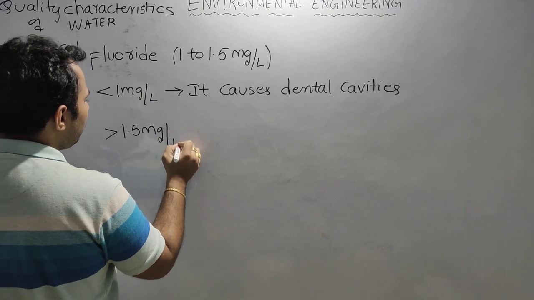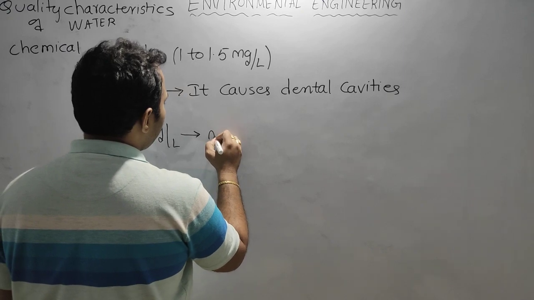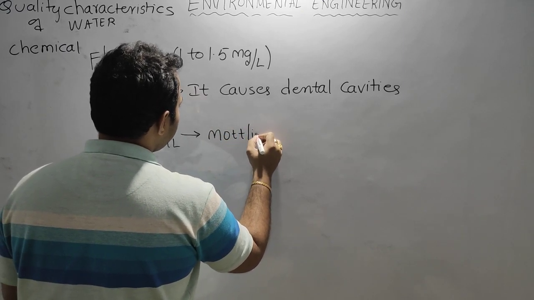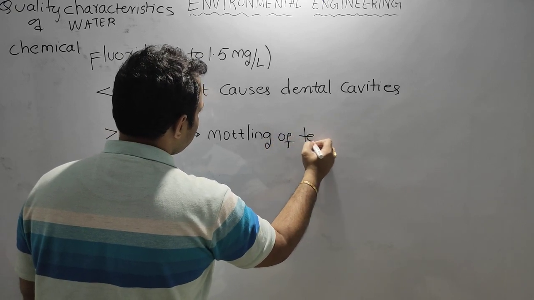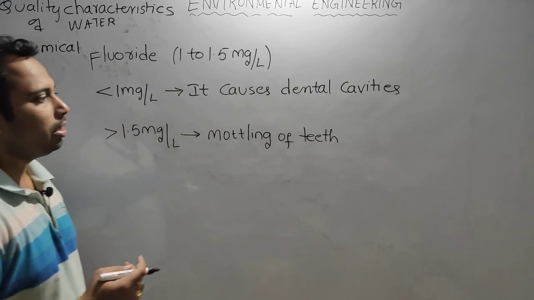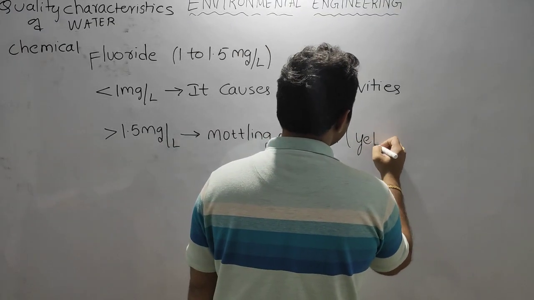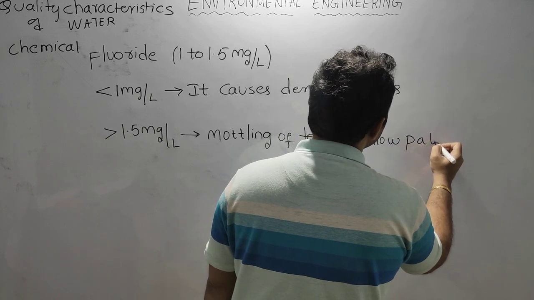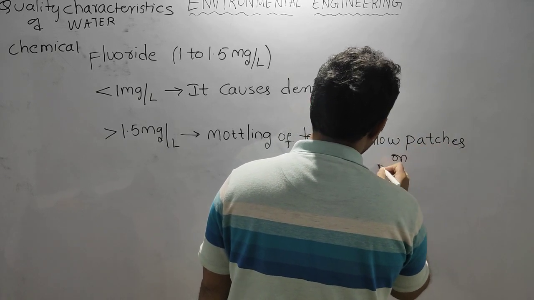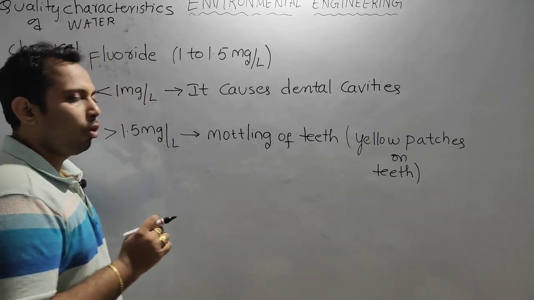now the fluorine not only reacts with enamel, it also reacts with the calcium present inside the teeth. Calcium present inside the teeth then causes mottling of teeth. If it is reacting more, it causes mottling. Mottling means what I told you now: it forms yellow patches on the teeth. Yellow patches on the teeth, as well as what we call bone fluorosis.